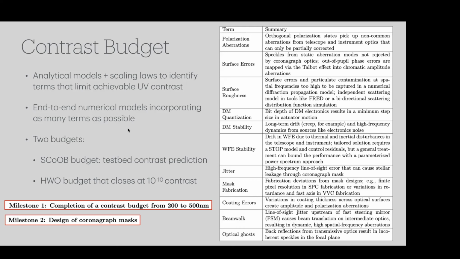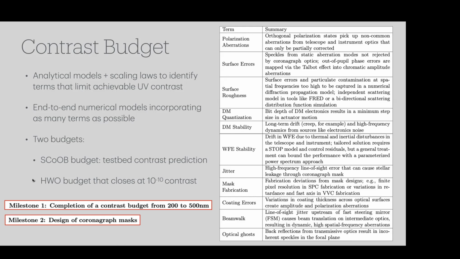And so ultimately the idea here is to produce two sorts of budgets. One is a SCOOB budget, right? Specifically aimed at understanding the sort of contrast that we might expect to get on our testbed. So before we actually go and build the thing, we want to make solid predictions. And then that'll let us do some sort of validation of our predictions later on.